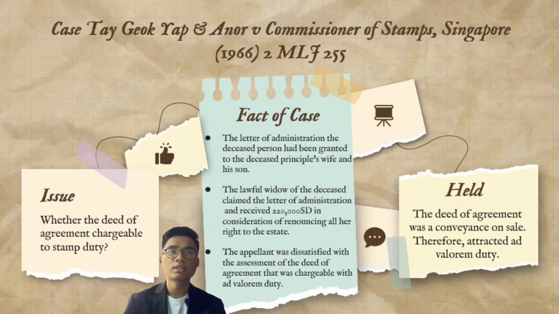The deed was presented for assessment of stamp duty, and the Commissioner of Stamps certified that the deed was chargeable with ad valorem duty. After that, the appellant was dissatisfied with the assessment and appealed to the court. So the issue in this case is whether the deed of agreement is chargeable to stamp duty. Thus, it was held that the deed of agreement was a conveyance on sale and attracted ad valorem duty. Therefore, the deed of agreement was chargeable with stamp duty.